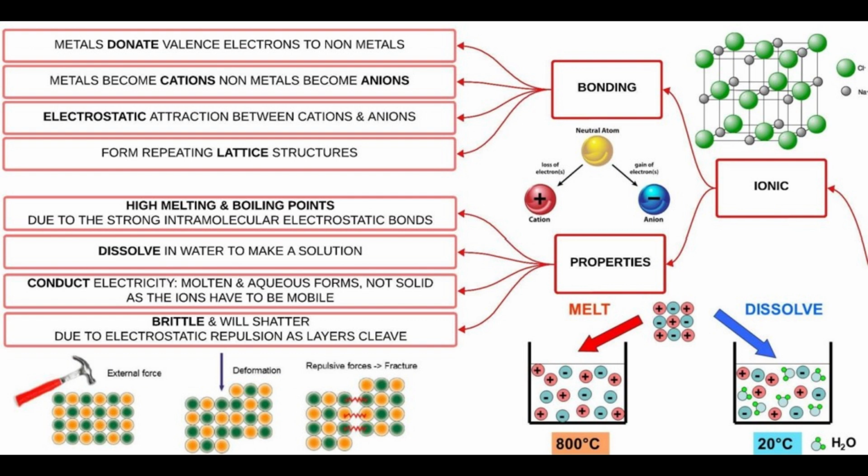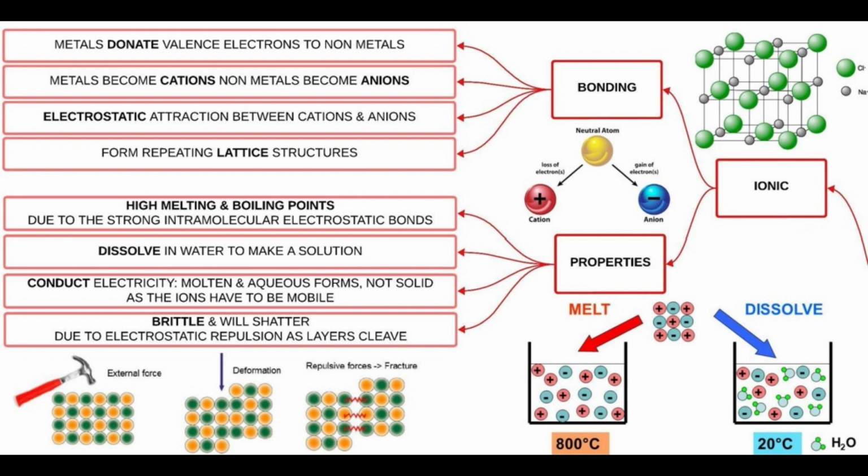Ionic lattice crystals are also brittle and will shatter when hit. This is due to the electrostatic repulsion. When the layers cleave, two anions come together and the two cations come together, causing repulsion, and this results in a fracture. We've got a diagram here of a neutral atom, and if it gains electrons, it becomes an anion, and if it loses electrons, it becomes a cation.